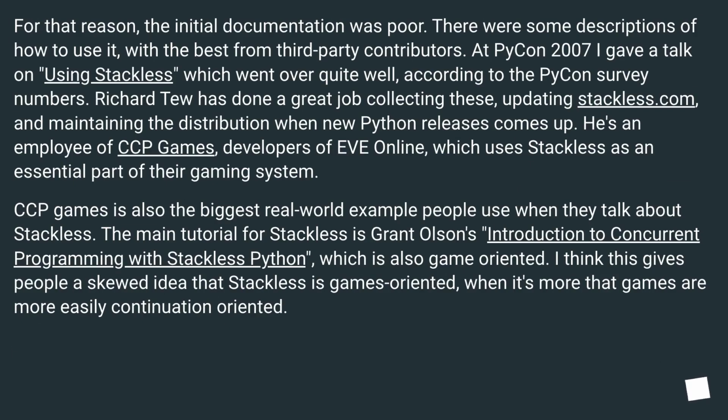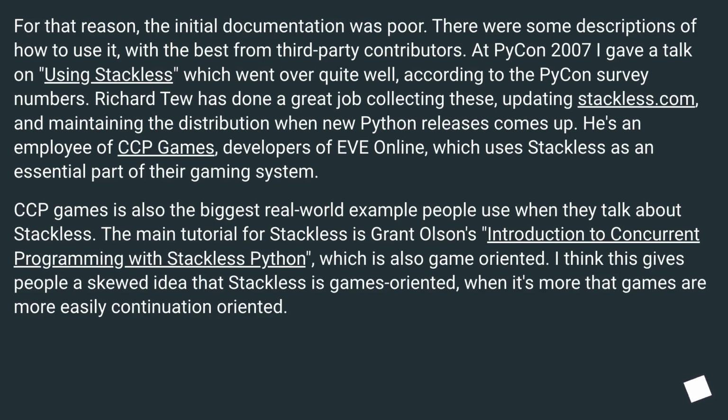For that reason, the initial documentation was poor. There were some descriptions of how to use it, with the best from third-party contributors. At PyCon 2007, I gave a talk on using Stackless, which went over quite well, according to the PyCon survey numbers. Richard Tew has done a great job collecting these, updating stackless.com, and maintaining the distribution when new Python releases come up. He's an employee of CCP Games, developers of EVE Online, which uses Stackless as an essential part of their gaming system. CCP Games is also the biggest real-world example people use when they talk about Stackless.